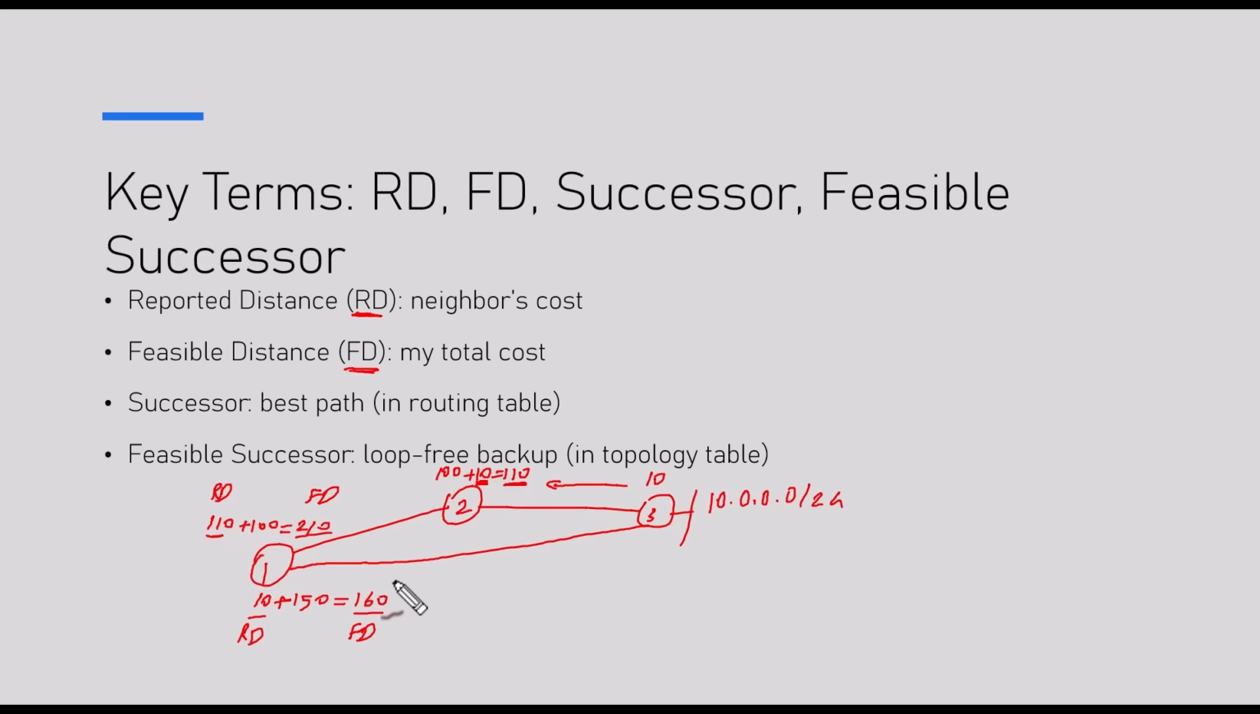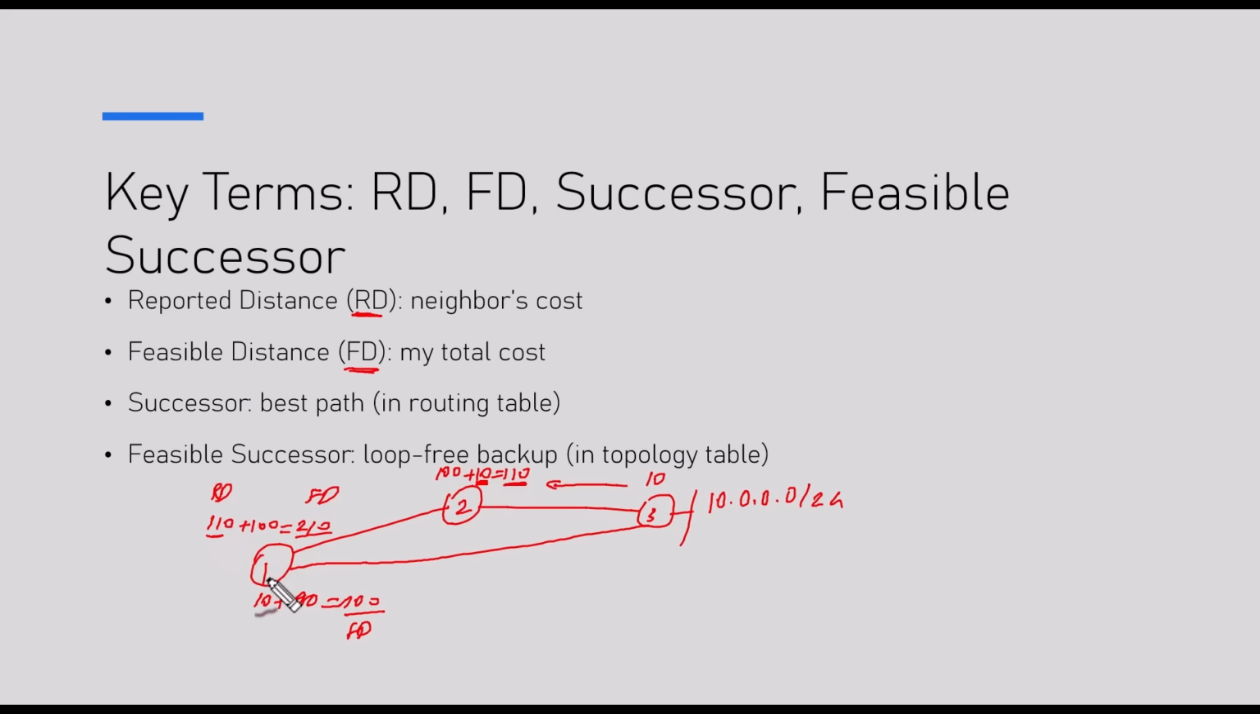That's okay. Now let's say something is going to be different. In this case, let's say, for example, the reported distance is 10, which is okay on this link. And say this is a super fast link, and I have calculated something like 90 from router 1 to router 3, which is going to give me an overall cost of 100. This means that router 1 sees a feasible distance of 100 here, and a reported distance of 110 there.